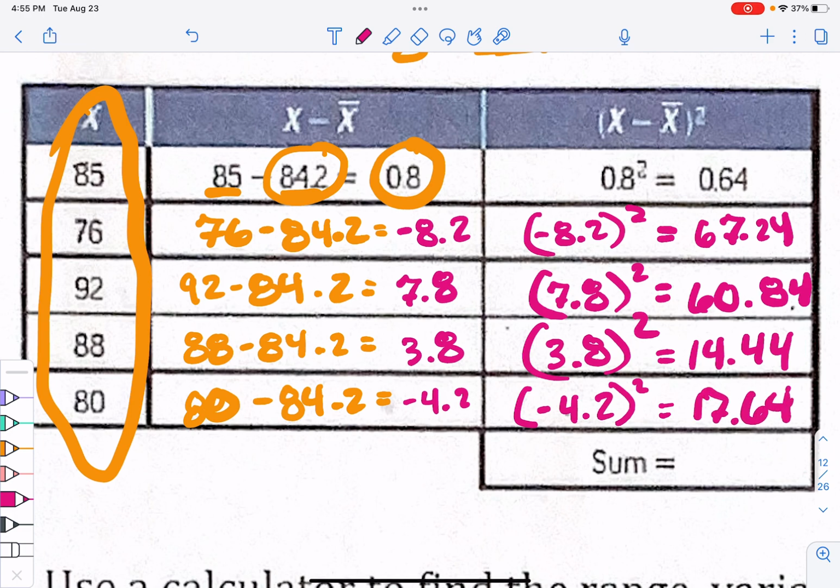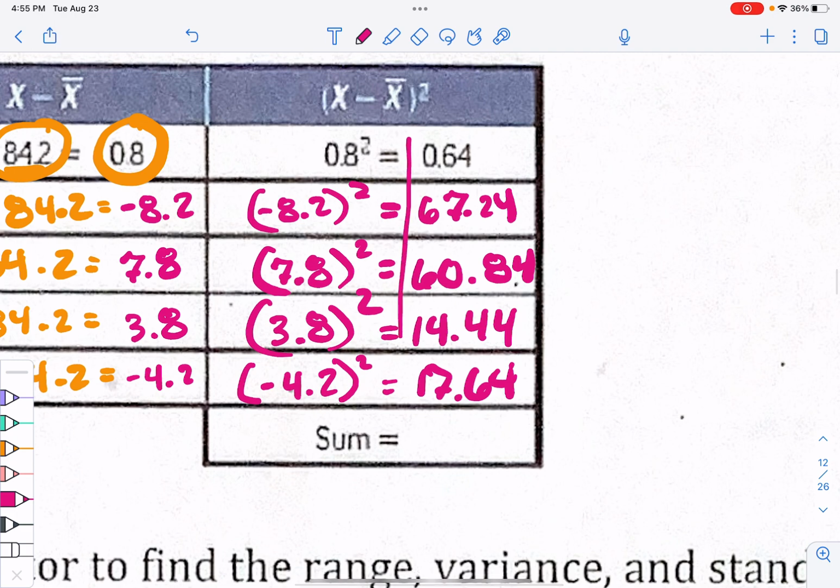The last thing we're going to do is add all of these up, okay? And let's see, 17.64 plus, I'm going to add them backwards, 14.44 plus 60.84 plus 67.24 plus 0.64. And that is 160.8, okay?